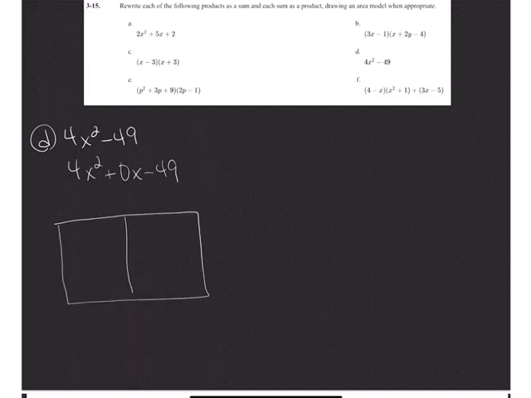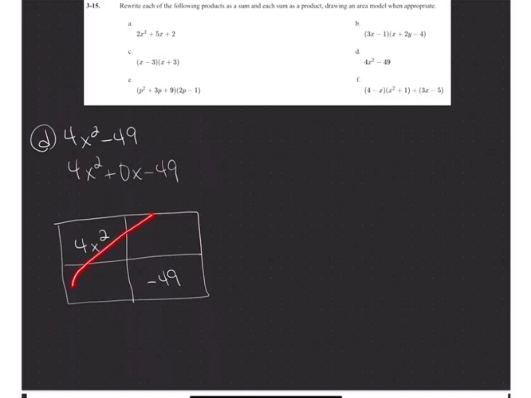So D, we have 4x squared minus 49, right? So on this one, because I have this little square, I know I could, if it helps, because you don't have your x term on here, you could actually rewrite this. This is the same thing as 4x squared plus, we don't have any x's, so that would be 0x, minus 49, right? So now when I go to draw my area box, I know I have 4x squared and I have negative 49.